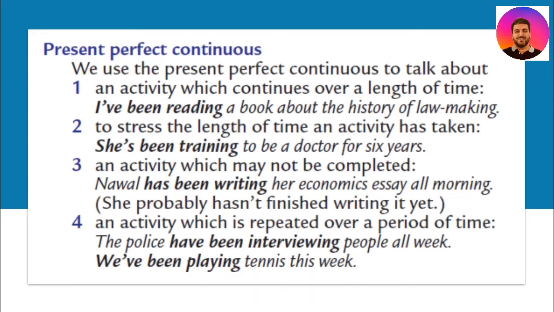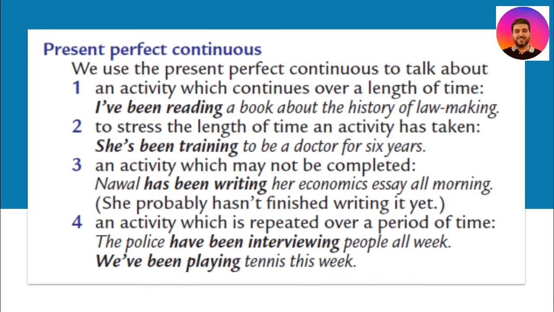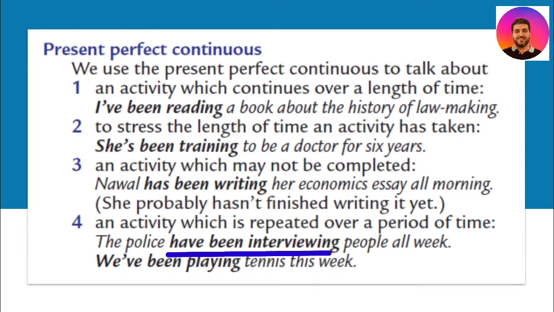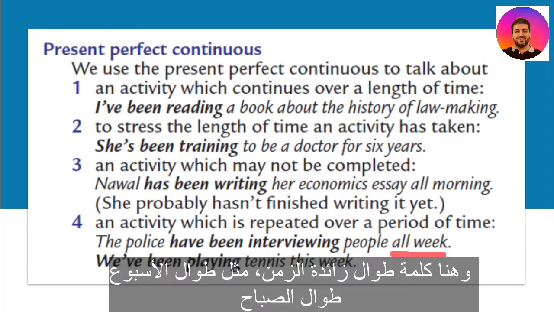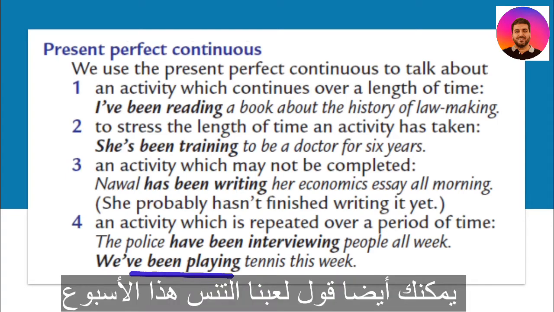And number 4, an activity which is repeated over a period of time. For example, the police have been interviewing people all week. Again, here the word all plus time: all week, all morning, all year, all day. It means it continued for a long time. You can also say, we've been playing tennis this week. It means over and over, more than one time.